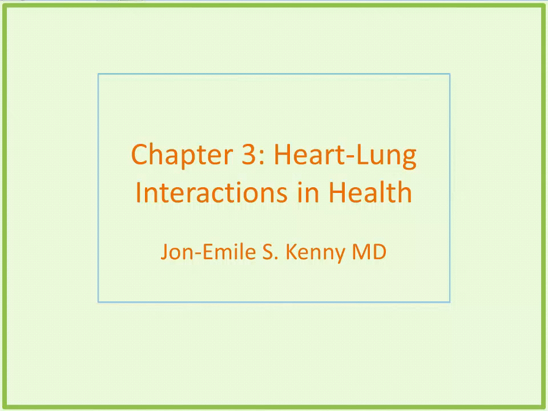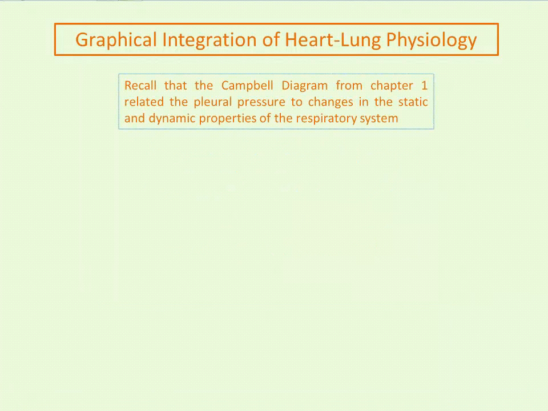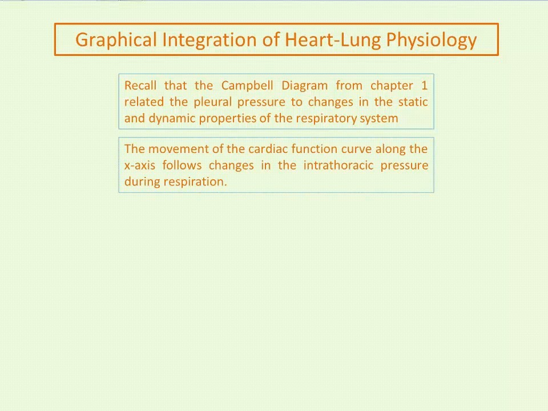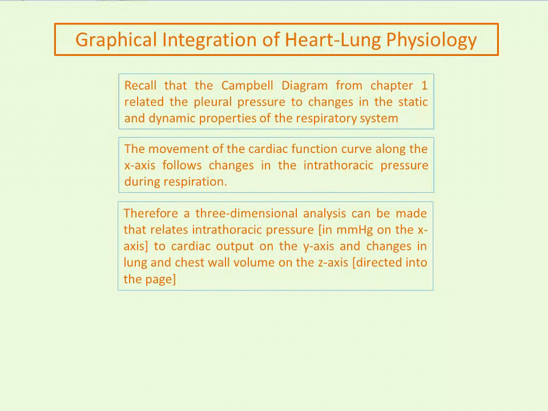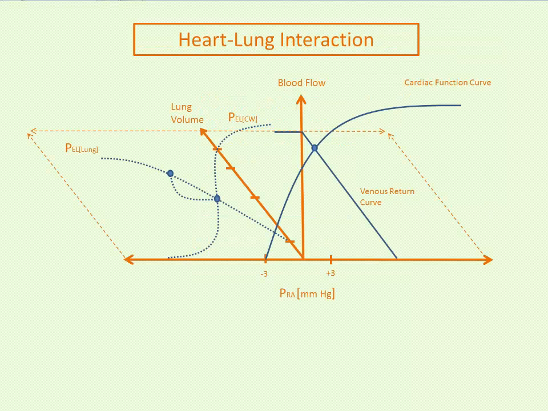So, now we're moving on to Chapter 3, Heart-Lung Interactions in Health. So this is the graphical integration of heart-lung physiology that I just showed you. The cardiac function curve moves along the x-axis following intrathoracic pressure changes, and we can therefore have a three-dimensional analysis that relates the intrathoracic pressure to cardiac output and changes in lung and chest wall compliance, which is depicted on the z-axis directed into the page. So this is what I just showed you.